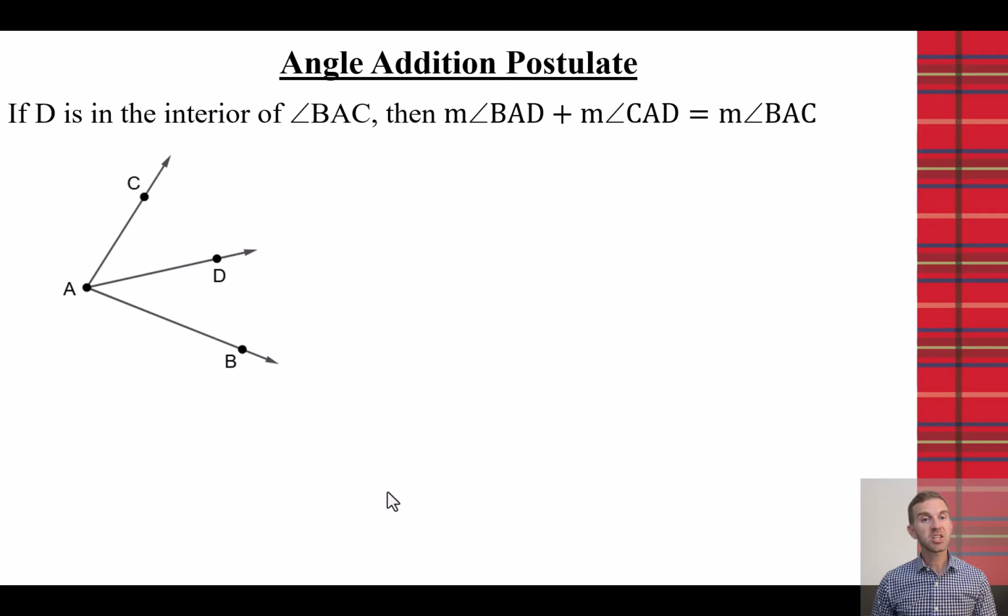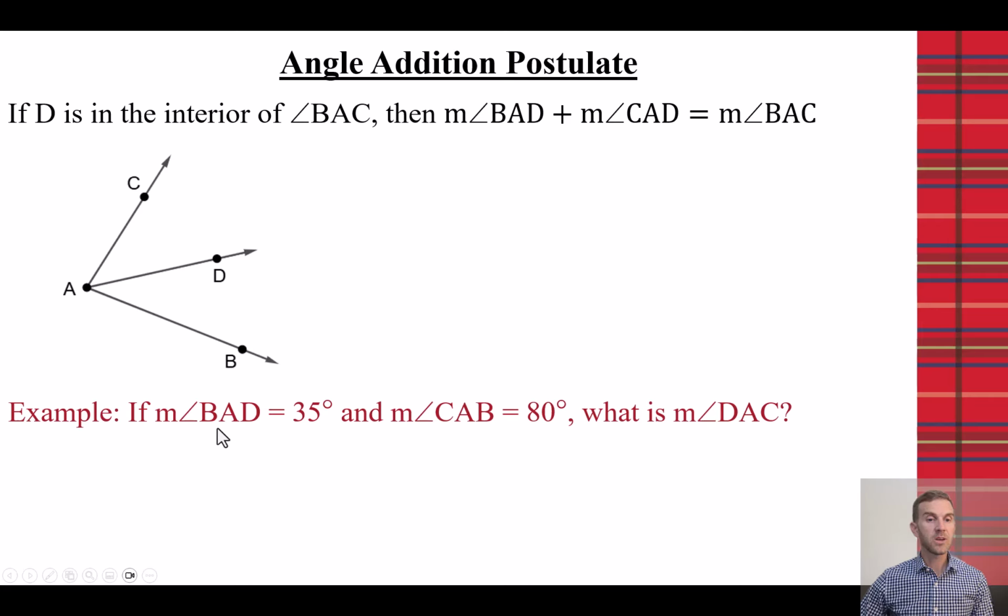Now, just like we had segment addition postulate, we also have angle addition postulate, where we know that if we have a ray in the interior of an angle, we can say that the two smaller angles add up to that entire angle. So if we said that the measure of angle BAD is 35 degrees and the measure of angle CAB is 80 degrees, and we want to know, what's the measure of angle DAC? Let's label the parts we have. We know that this angle BAD is 35 degrees. We know the entire angle, CAB, is 80 degrees. And we know that the sum of these two smaller angles has to equal this entire angle.